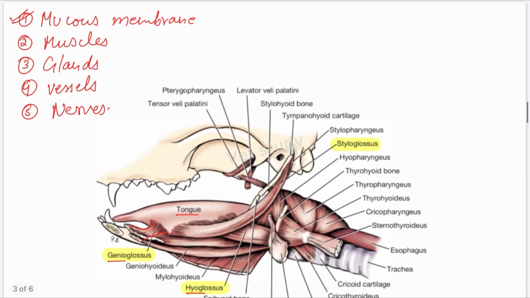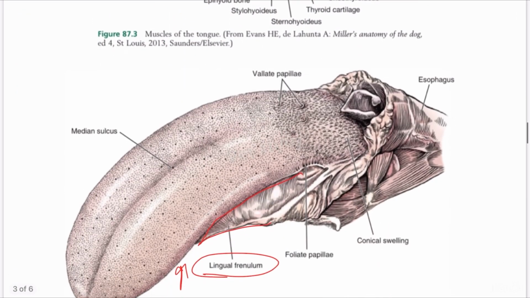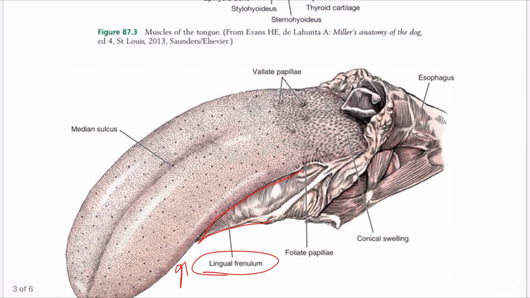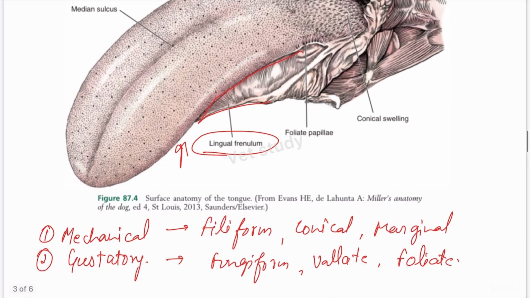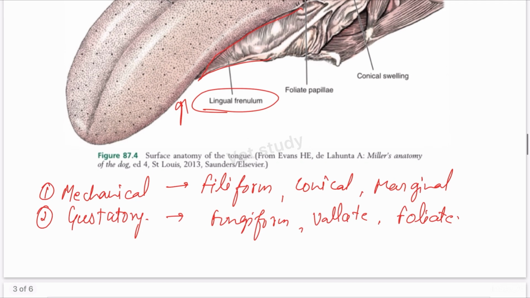So let me brief. We are discussing the mucous membrane, and in the mucous membrane we discussed the ventral part. Now we are discussing the dorsal part. At the dorsal part, this mucous membrane forms the papilla. So we are discussing the papilla, right? Let's discuss the filiform papilla first.